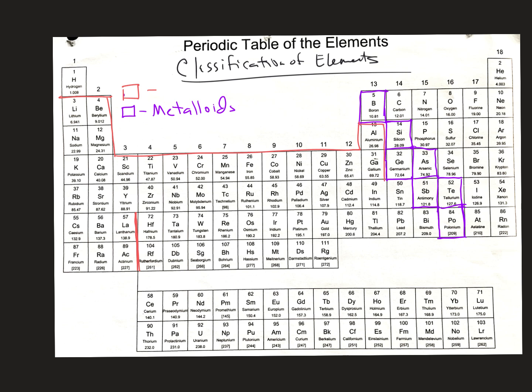So it includes aluminum, tin, bismuth, and I'm just going to cover all this. Those are the metals. So most elements on the periodic table are metals. And then the remainder of them we call nonmetals. That includes hydrogen and everything to the right of the metalloid staircase.